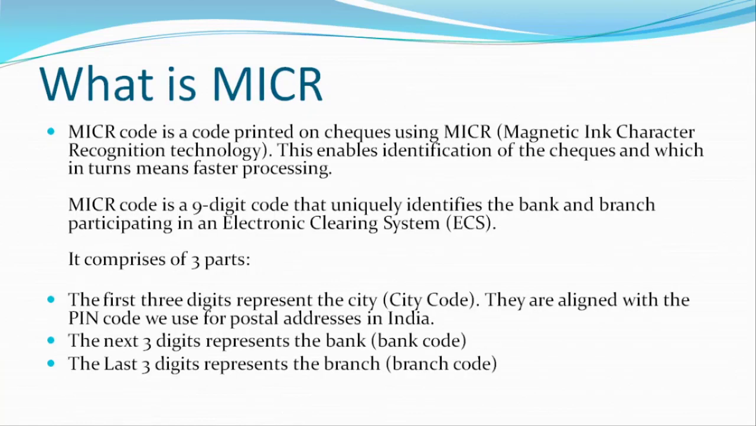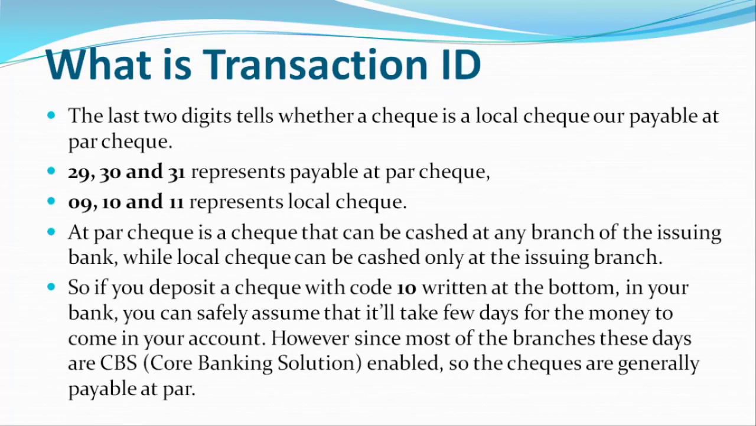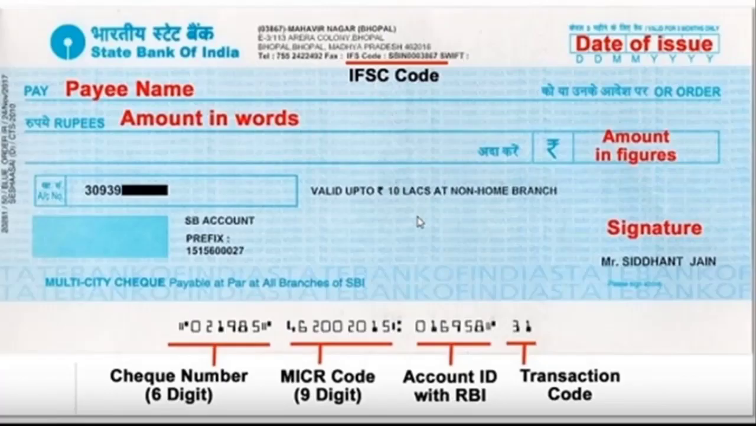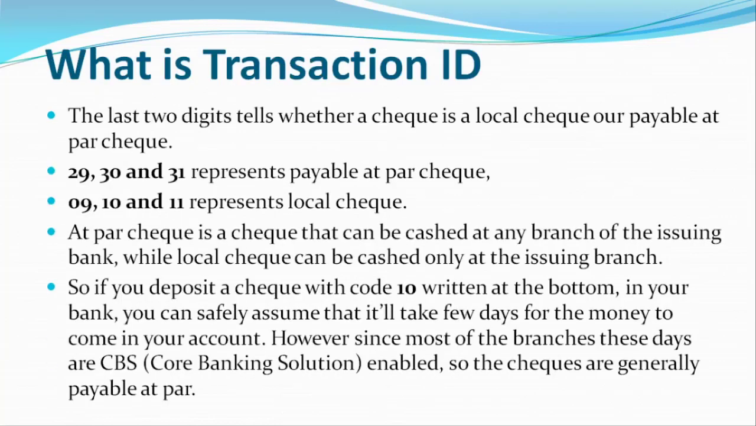Then the next 3 digits represent the bank code, and the last 3 digits represent the branch code. Now see what the transaction ID is. Here at the end you can see 2 numbers, that is 31, the transaction code. The transaction code, the last 2 digits, tells whether a check is a local check or payable at par.